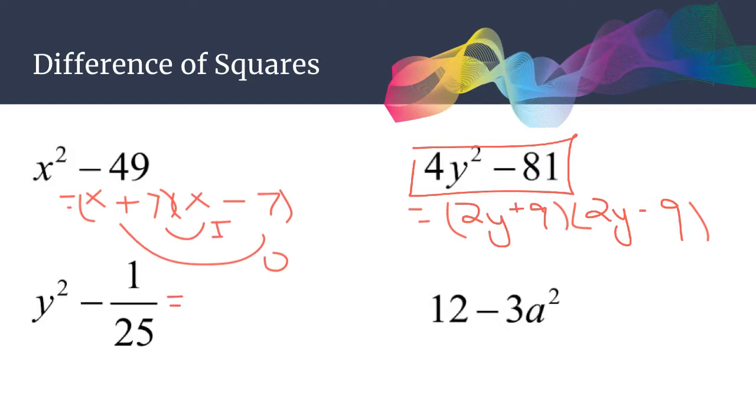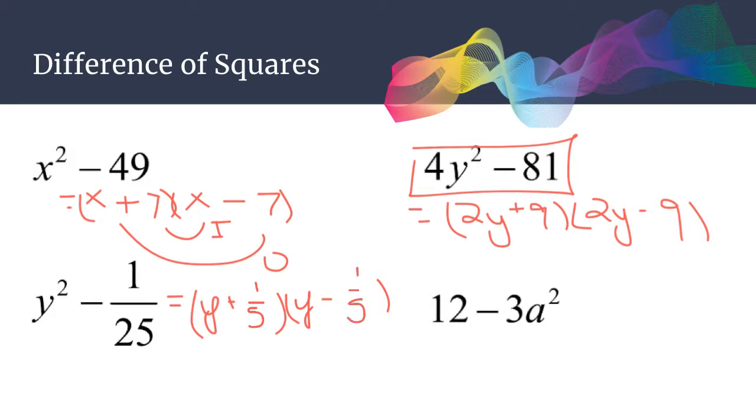Now in this problem, this is a difference of two perfect squares also. We have y times y, which makes y squared. We're going to have one plus and one minus. Now the big question is how do you make 1 over 25? Well, that would simply be 1 over 5 times itself. So that's what that answer would be.